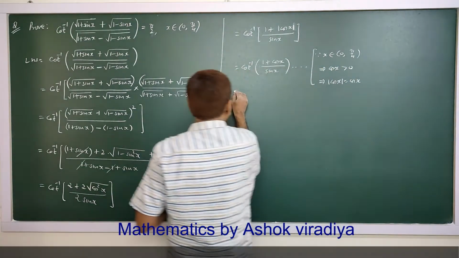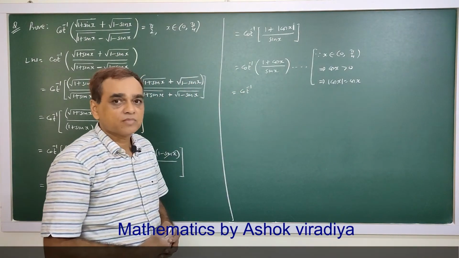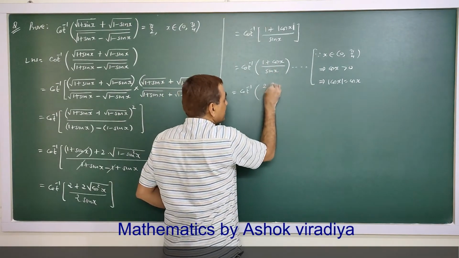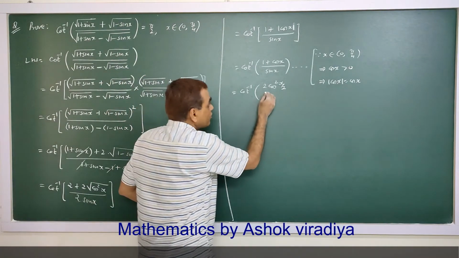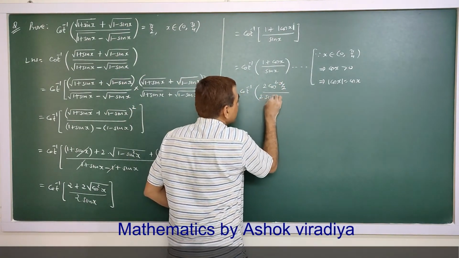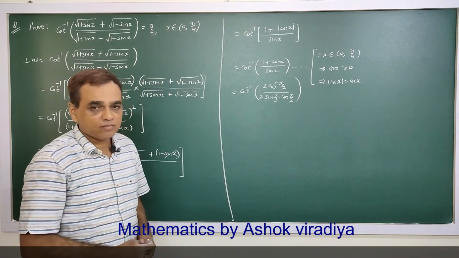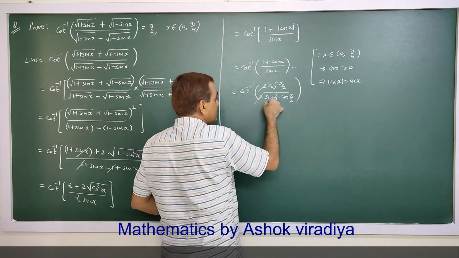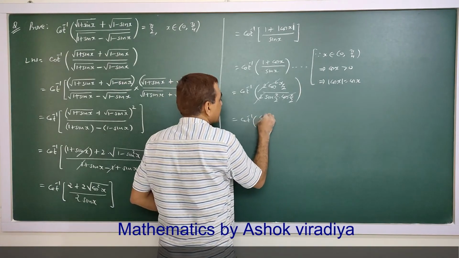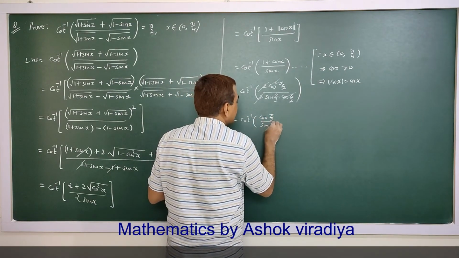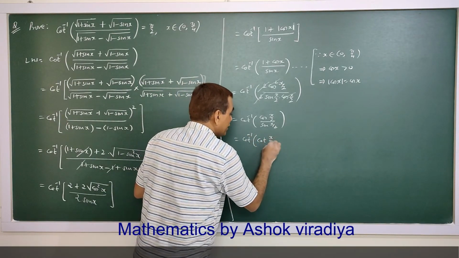So this will be equal to cot inverse of, now 1 plus cos x is 2 cos square x by 2. So sin x also we keep in terms of x by 2, so it is 2 sin x by 2 into cos x by 2. This 2 is cancelled, and cos x by 2 will be cancelled, so what is left? It is cos x by 2 upon sin x by 2 that is left. So this is cot x by 2.